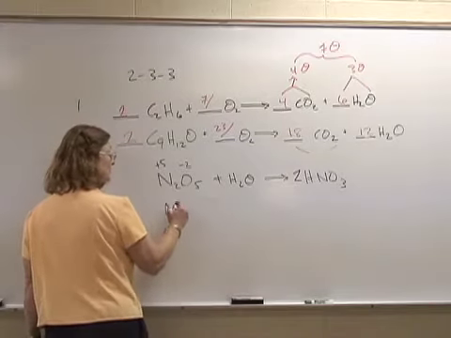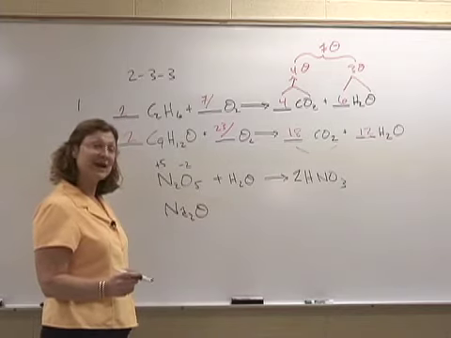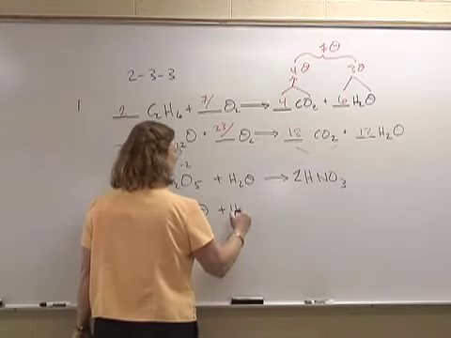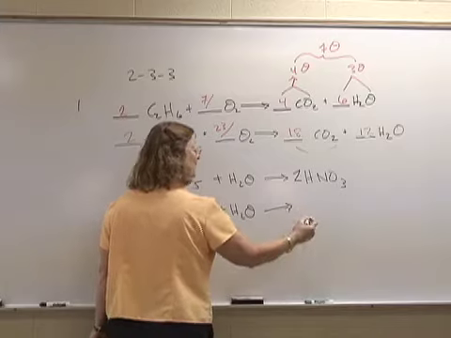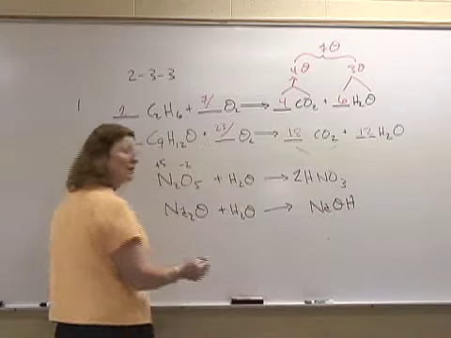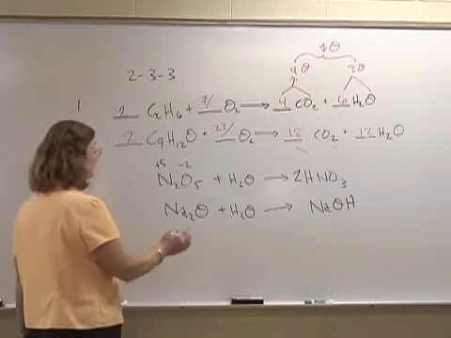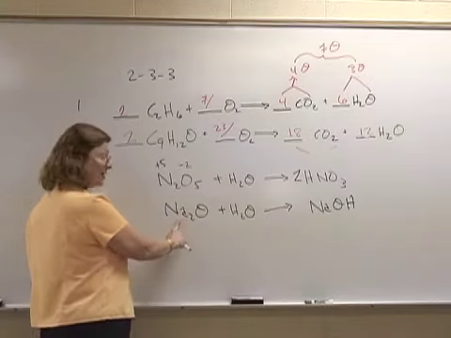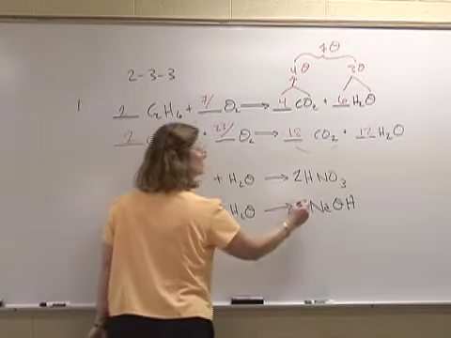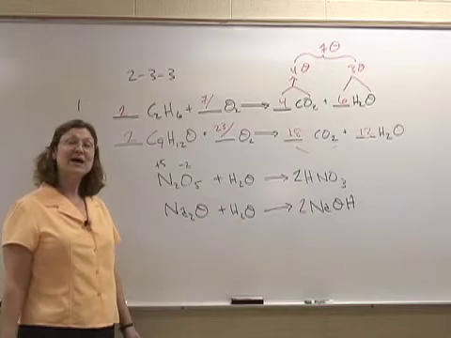Now the next one is sodium oxide. In this case, we have a base anhydride plus water, and we get a base. Once I write the formulas, I cannot change formulas anymore. I must change the coefficients. And here I have 2 sodiums, therefore I must put a 2 in front of the sodium hydroxide, and then everything balances.